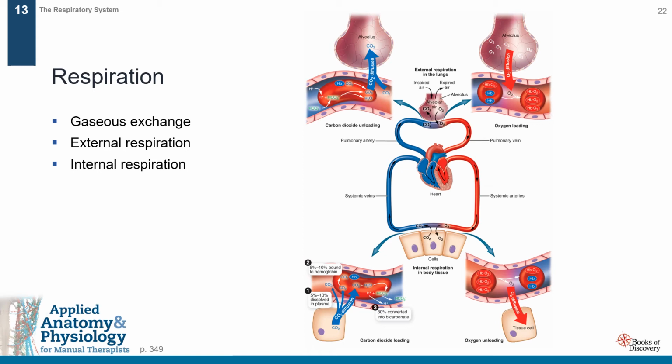While CO2 is essential for regulating the pH of body fluids, excess levels interfere with normal cellular metabolism. So eliminating excess carbon dioxide is a key homeostatic function of the respiratory system.